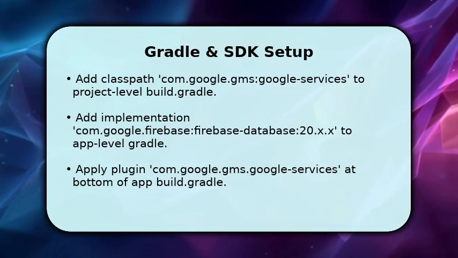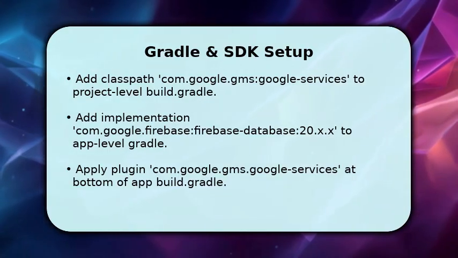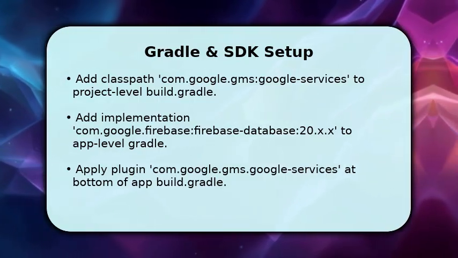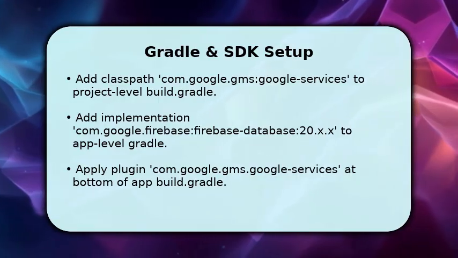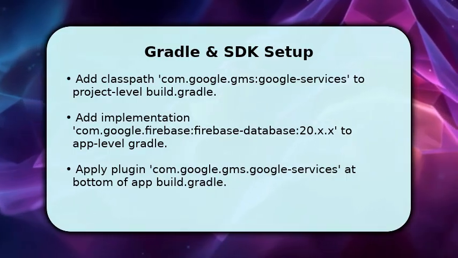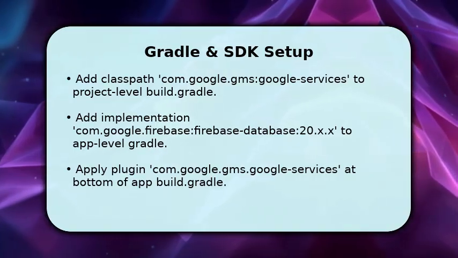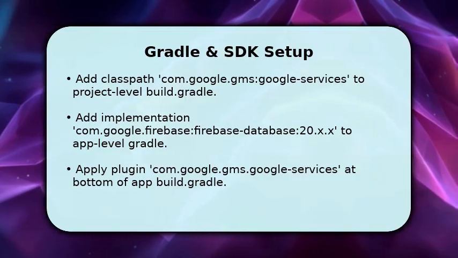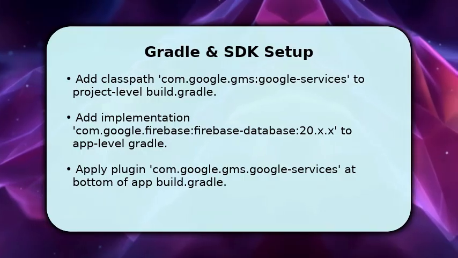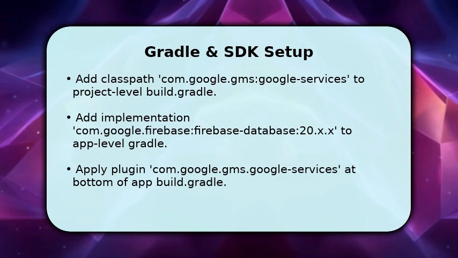Now you wire Firebase into Gradle. Open project level build.gradle and add the Google Services class path, then in app level build.gradle add the Firebase Realtime Database dependency or Firestore if preferred. Apply the Google Services plugin at the bottom of the app Gradle file so the google-services.json is processed. Sync the project and watch for version conflicts. If you see them, align Firebase BOM versions or update Android Gradle plugin. Once syncing succeeds, you can initialize Firebase in code.